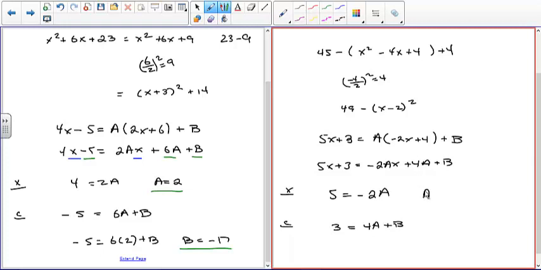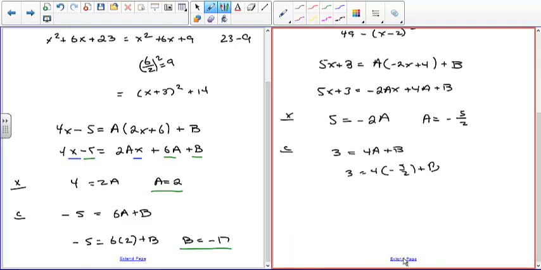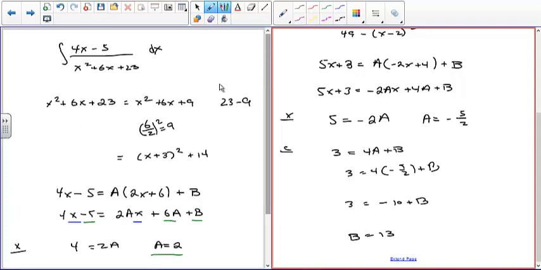So we get a is equal to negative 5/2, and then you plug that into here, so we get 3 is equal to 4 times negative 5/2 plus b, and so that's going to be 3 is equal to negative 10, that's 5/2 times 4, 20/2, which is 10. So we get b is equal to 13. Okay, so now we've got everything written.